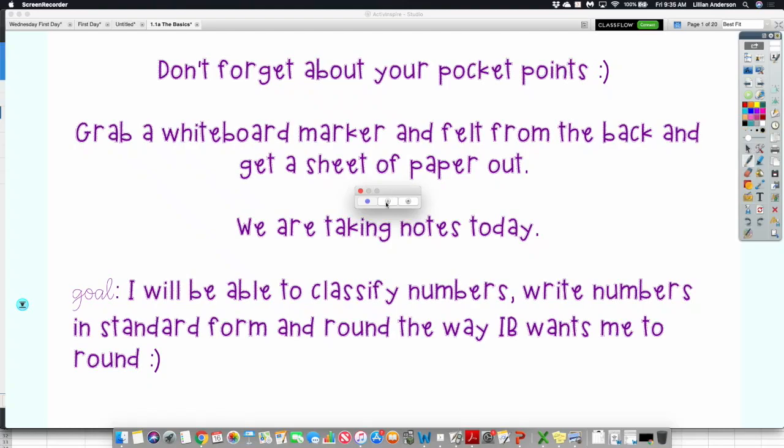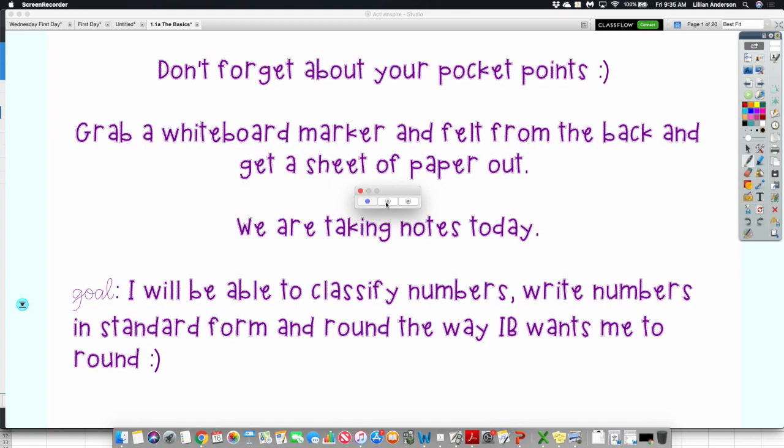Okay, so today you guys are going to be able to classify numbers, which might be review. You're also going to be able to write numbers in standard form, and you're also going to learn the way that IB wants you to round. They do have a special way they want you to round different numbers when you get a decimal. So we're going to talk about that as well today.